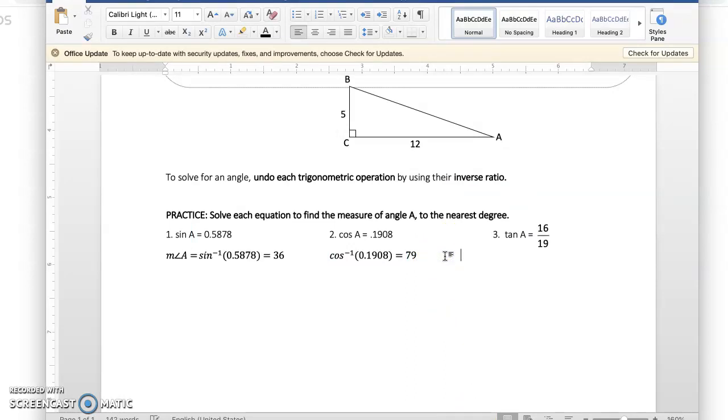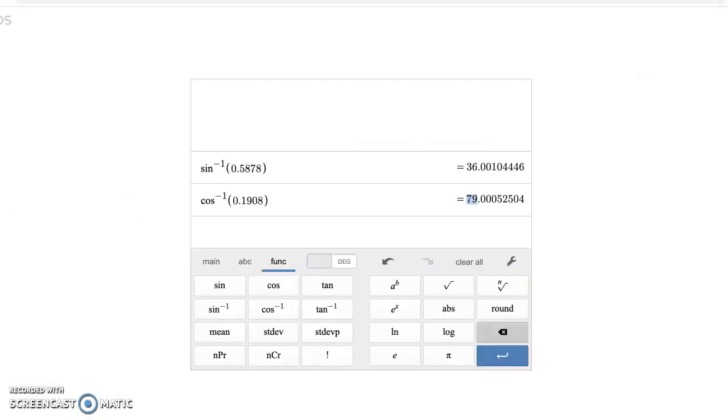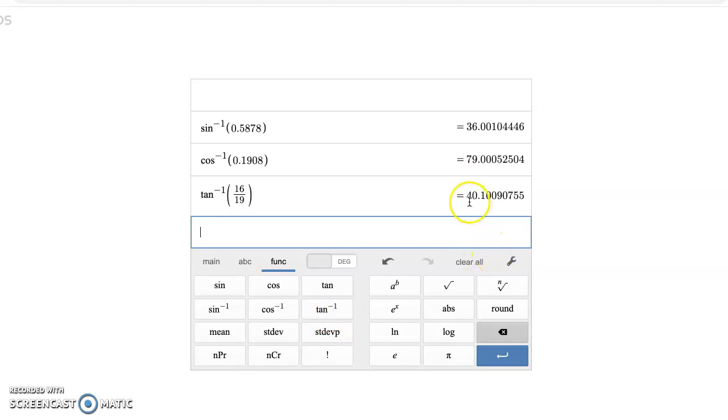And for the last one, we're just practicing what the inverse of the tangent would look like. And for this one, we're going to be plugging in a fraction to the calculator. So I would be typing in the inverse tangent of 16 over 19. So in the calculator, the inverse tangent, 16 over 19, and hitting enter, and that's about 40 degrees.